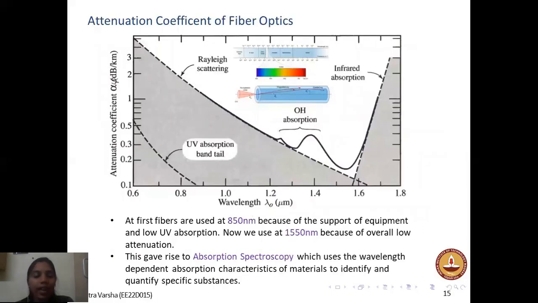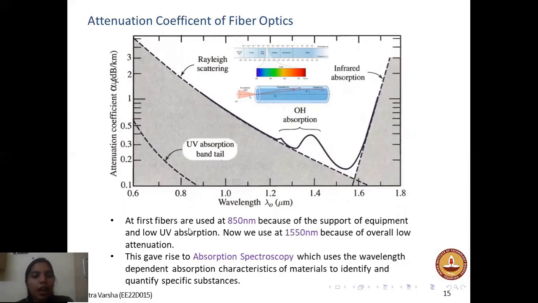Attenuation. Attenuation can happen due to reflection, scattering, and absorption in the fibers, which causes the light ray to attenuate at certain wavelengths. At first, fibers were used at 850 nanometers because of the support of the equipment and low UV absorption. Now we use 1550 nanometers because of overall low absorption, considering both infrared OH absorption and Rayleigh scattering.